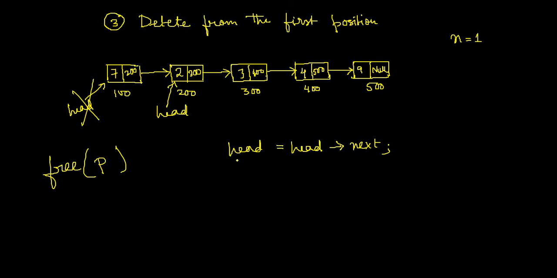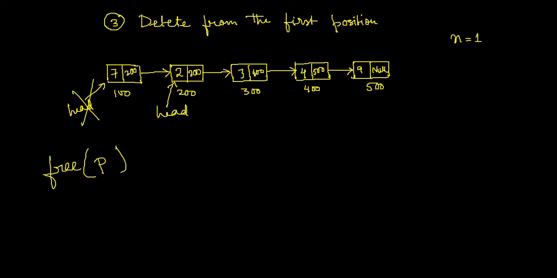But the problem is that I have already changed my head. So there is no way to go back to this node. Nobody is pointing to this node, so you will never be able to free it. That means if you want to apply free, you cannot write head equal to head next at the beginning.